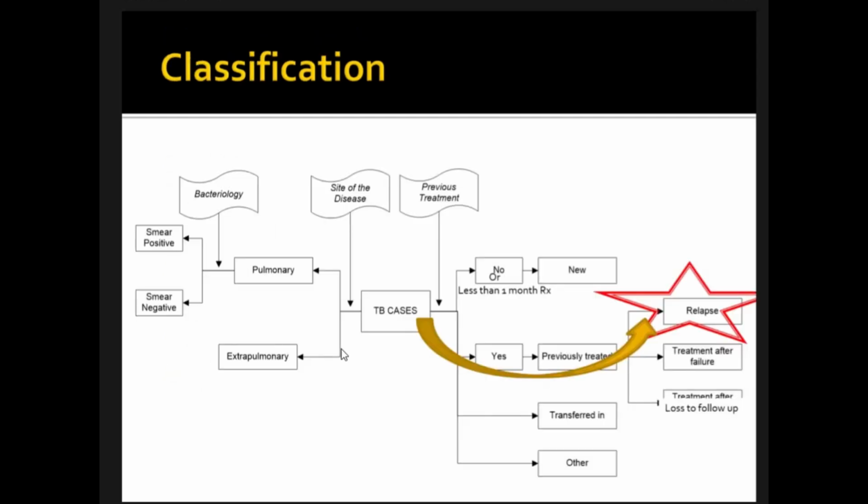So in this patient, this is a positive patient. He has been previously treated, so we treat it as a relapse of TB. The other classifications which we would do is, of course, treatment after failure, and if the patient defaults treatment for more than 2 months, we classify them as lost to follow up and restart treatment.